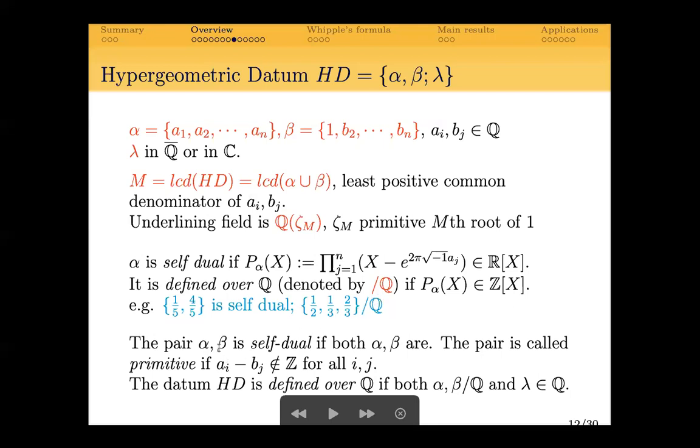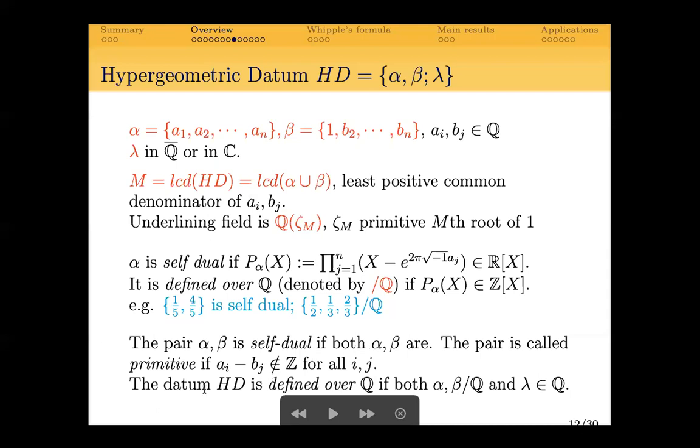And now if I put together a pair, the pair alpha beta is said to be self-dual if both of them are. And the pair is called primitive if the difference between any a_i and b_j, including 1, is not an integer. So this is the notion for self-dual and primitive.